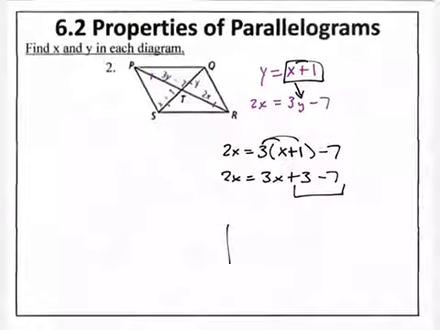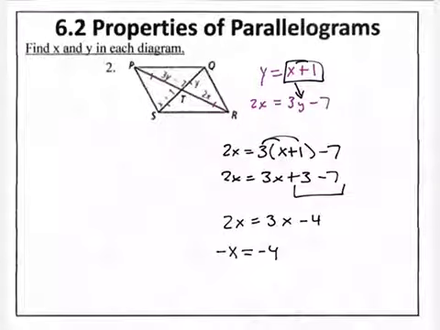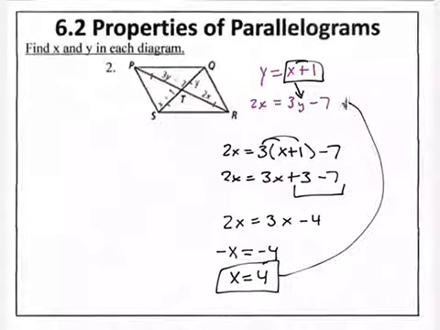Combine like terms. We've got 2x equals 3x minus 4. I will subtract the 3x over, so I've got negative x equals negative 4. So in this case, x equals a positive 4. Then I'm just going to plug it back in to see what I get. Well, 4 plus 1 tells me y equals 5.